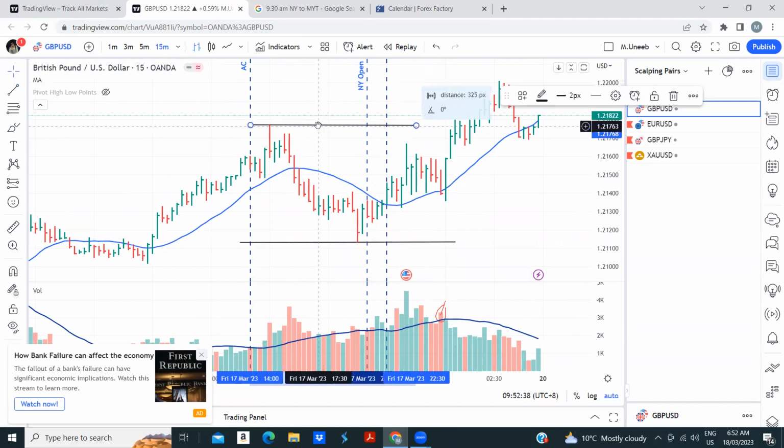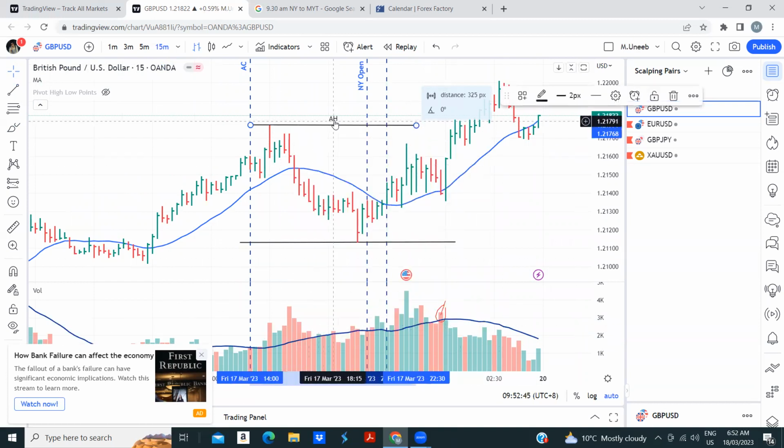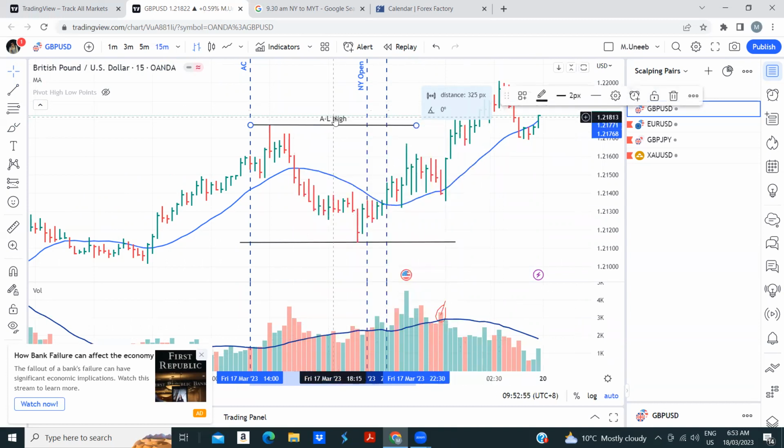So this is the highest point, and this one is probably the lowest point. We call it Asian high. This is Asian London high, and this is Asian London low. Got it?